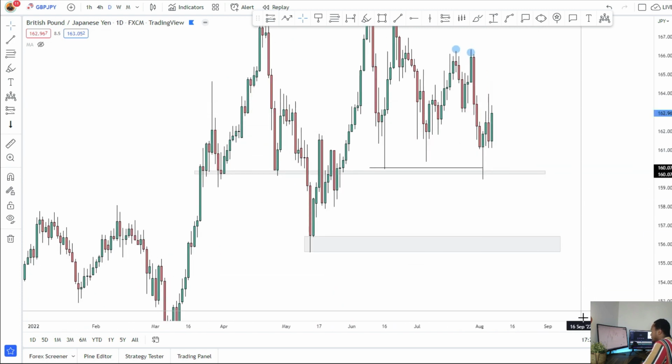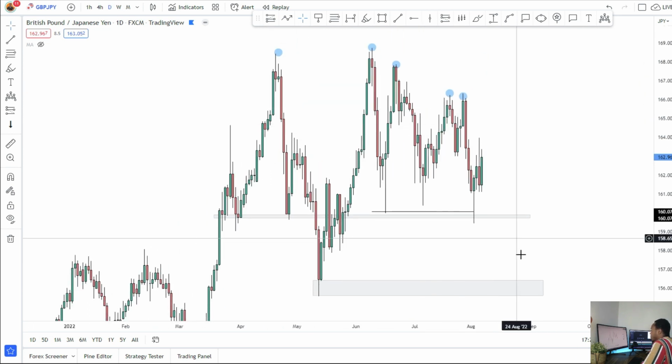We could still take a deeper retracement and then form a higher low later on in the higher time frames and continue higher, but it does look like we could be in for a bigger correction before we do maintain that bullish trajectory in the higher time frame.